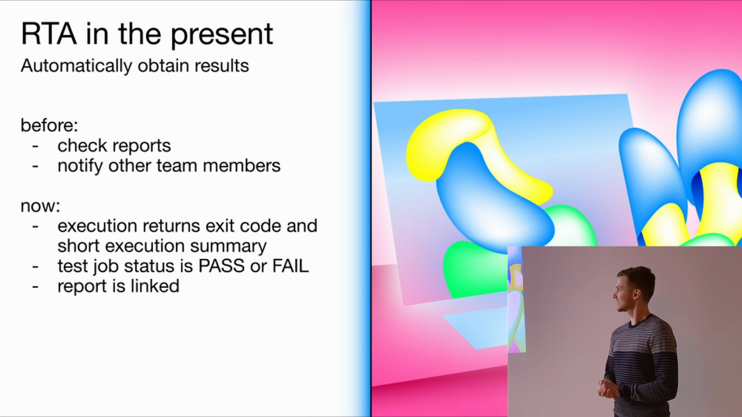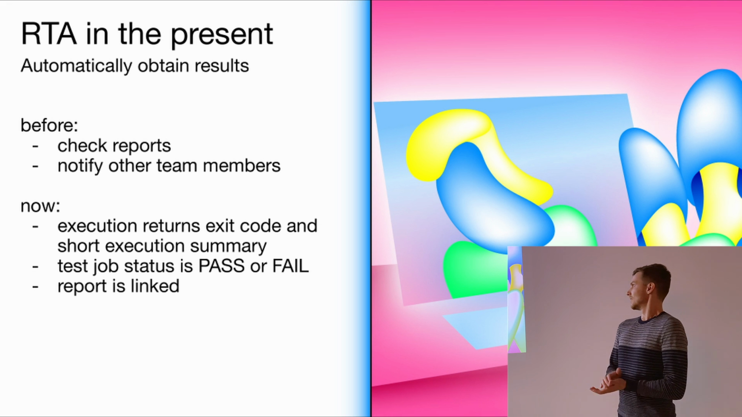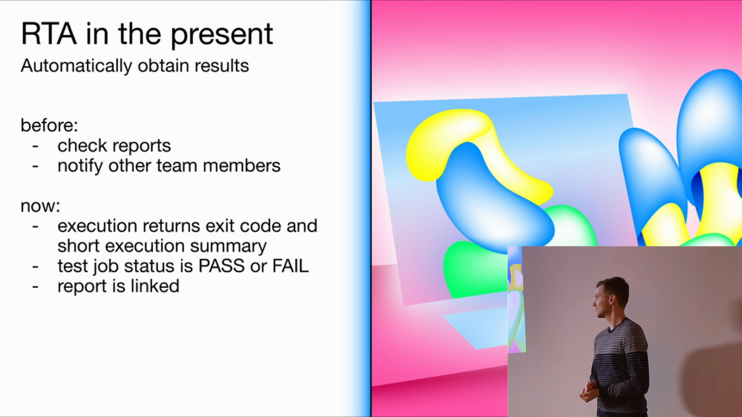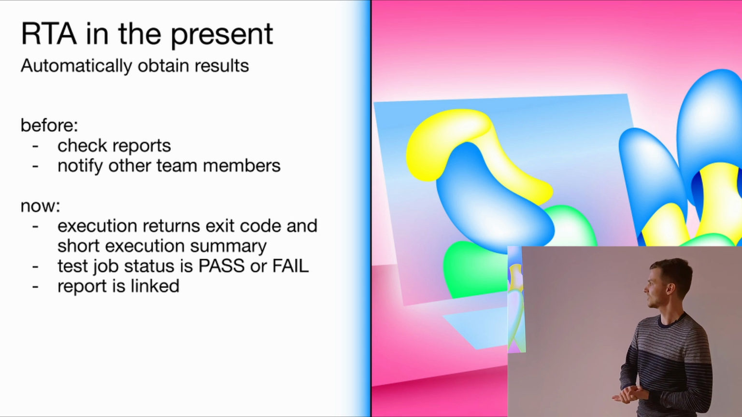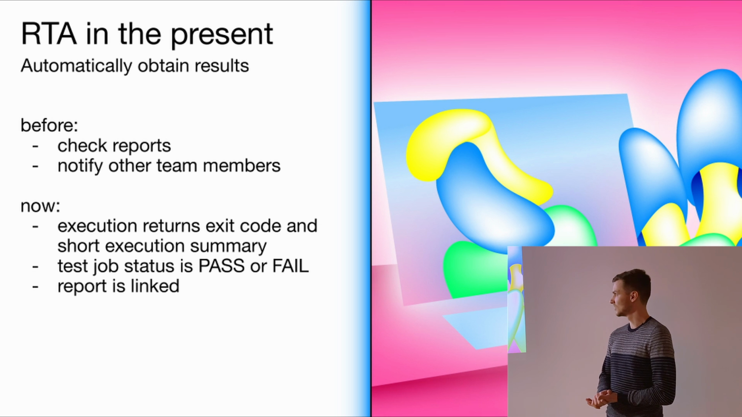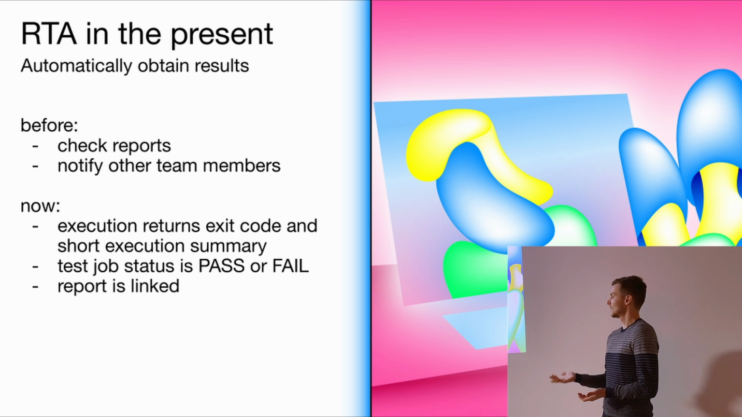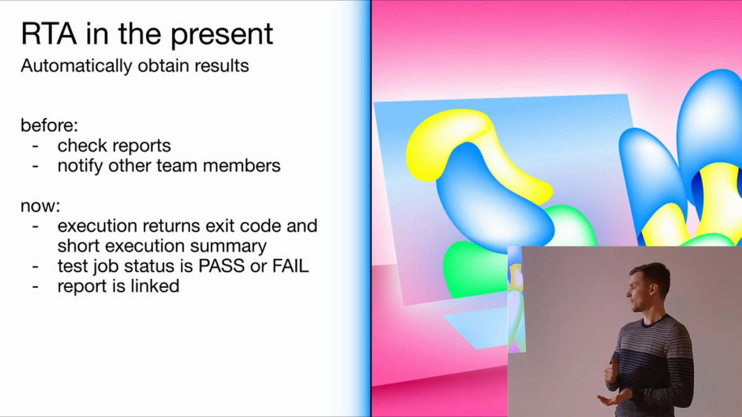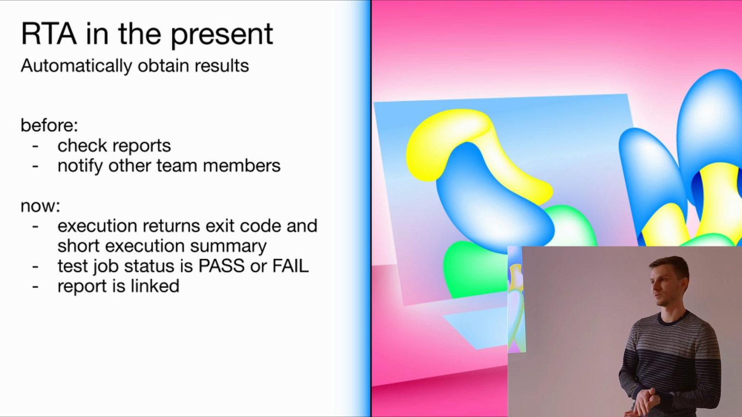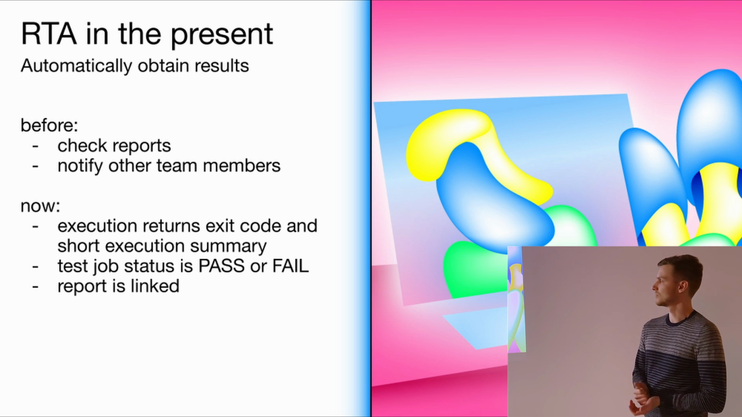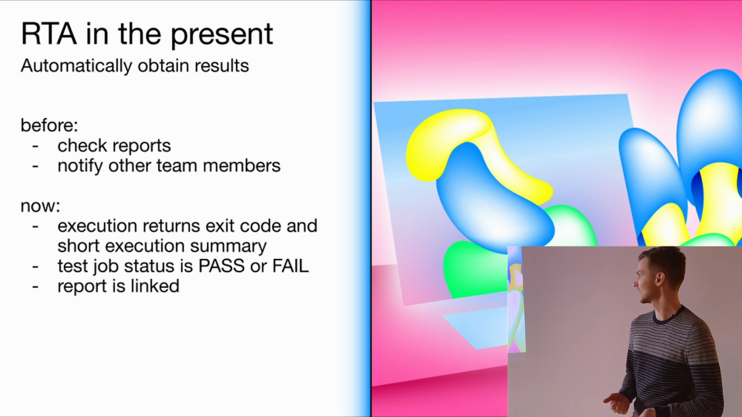Another thing left to do was automatically checking the report. Before, we had to wait, then check the reports, and then notify other team members. Then we realized that with those self-hosted runners, we can modify RTA a bit and use them for the reports also. So we modified RTA so that it now returns an exit code, which shows the status of the whole execution. So the test job will at the end either pass or fail. It also prints a short execution summary, with the number of fails if there are any. Also, in CircleCI, the report is linked if anybody wants to check the full report. If not, you just see the status, pass or fail, and this is it.